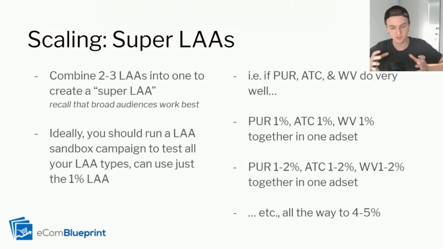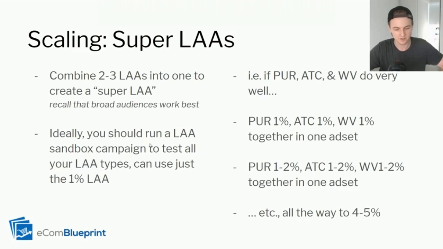Now the next formula is super lookalikes. And so this is basically combining 2 to 3 lookalikes into one to create a super lookalike. And as you recall, broad audiences work best. And so this is basically just combining lookalikes to create larger lookalikes and then running that. And you can do this instead of having multiple single lookalike audience campaigns. You can just combine it into one super lookalike audience campaign that avoids overlap, and it creates more broad audiences that you can work with. And so this works really, really well. This is my favorite way to scale. And yeah, I definitely recommend you give it a try once you have enough data.